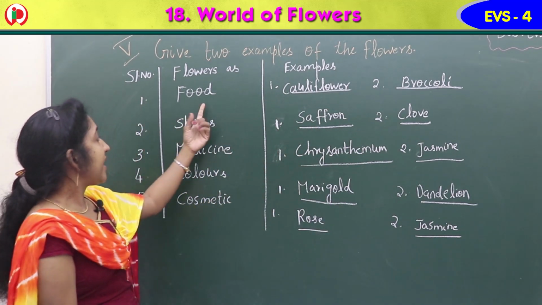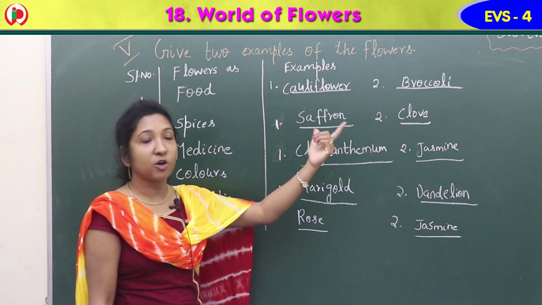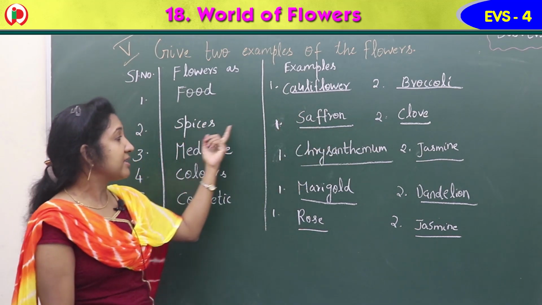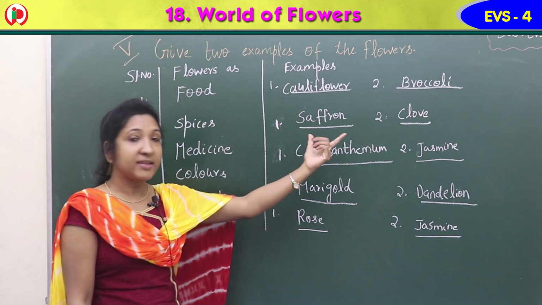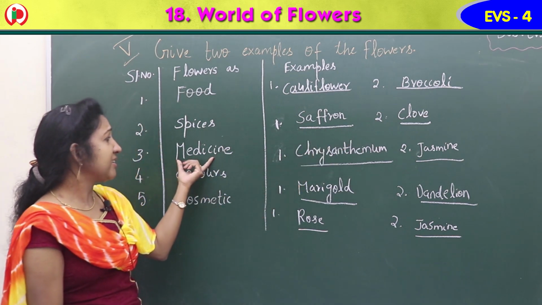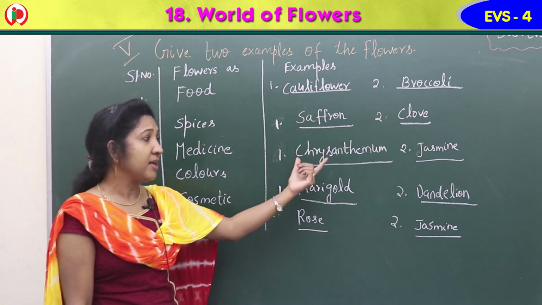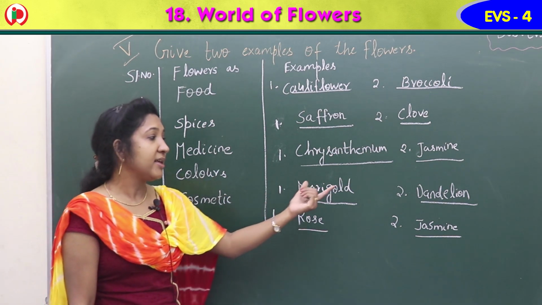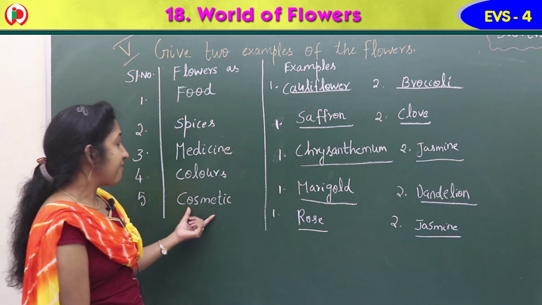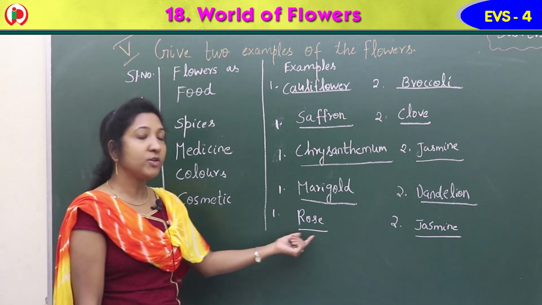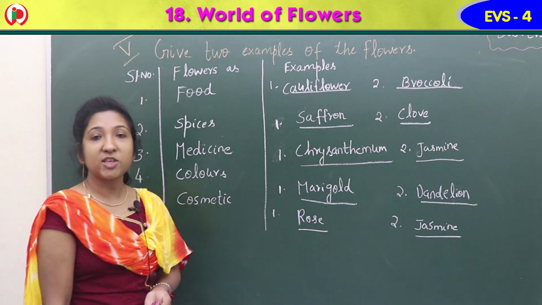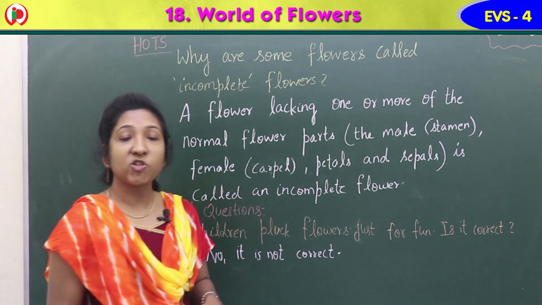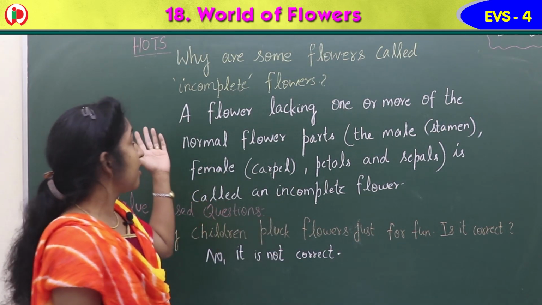So flowers as food, cauliflower, broccoli. Flowers as spices, one saffron, second clove. Flowers as medicine, first one chrysanthemum, second jasmine. Flowers as colors, first one marigold, second dandelion. Flowers as cosmetic, first one rose, second jasmine. Okay children? Yes children, so next is HOTS question.